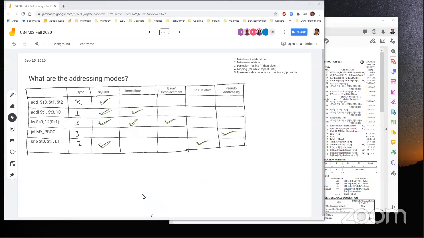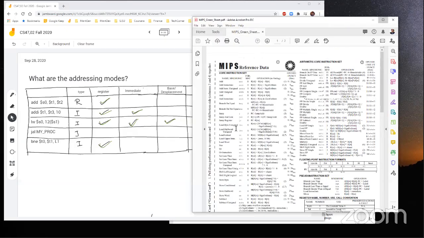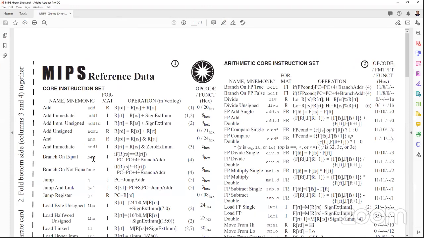Okay, just to reiterate that part: from the branch on equal and branch on not equal entries in our MIPS one-pager, it says PC equals PC plus 4 plus branch address. I'm using an abbreviation, BA, for branch address.